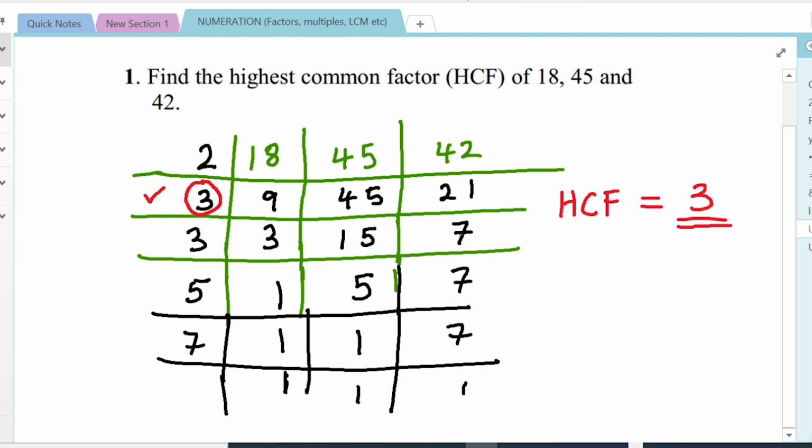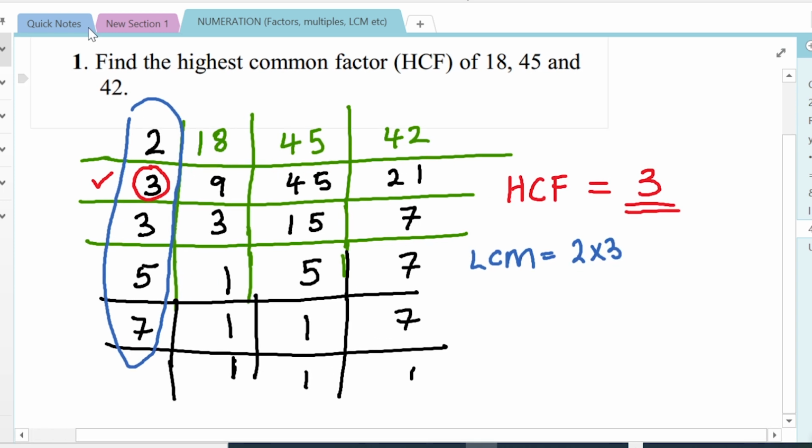Then what about our LCM? Our LCM is we multiply everything here to get the LCM. So it's going to become 2 times 3. That is 2 times 3, this 2 times that 3 times 3 times 5 times 7. And of course 2 times 3 is 6, times 3, times 5, which is 15, times 7. So we shall go ahead and get our answer there.